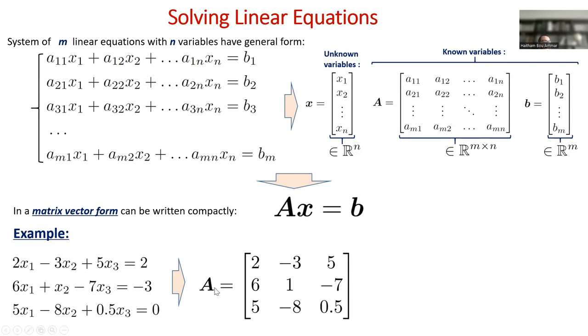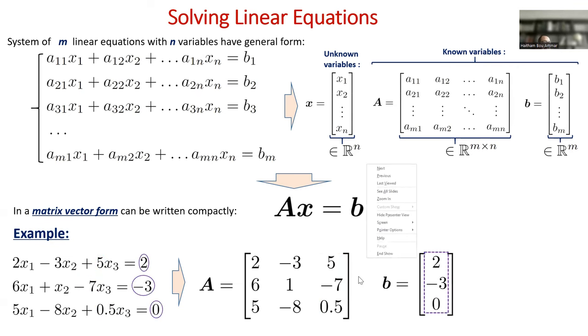I will define my matrix A to be, first, 2, 6, 5, as the first column of A, as I explained before. I will take minus 3, 1, and minus 8 and make that the second column of A. And I'm going to take 5, minus 7, 0.5 and make that the third column of A. Then I'm going to make the vector B equal to 2, minus 3, 0. And of course, my vector X is a vector of X1, X2, X3, as we did here. Now you can show that if you do A times that vector X, which is made of X1, X2, X3, you will recover B.